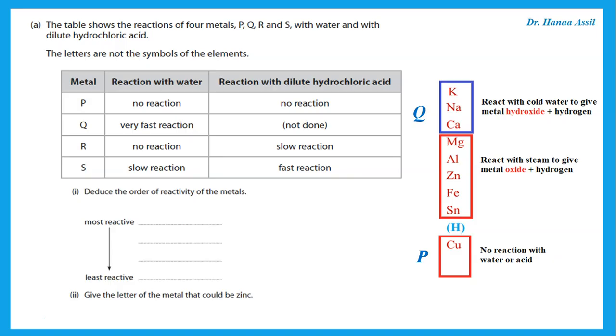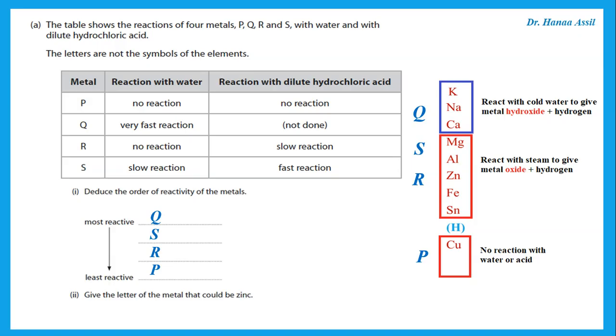Now R, no reaction with cold water. Remember, when he says water, he means cold water. Slow reaction with acid, that means it is above hydrogen but not very reactive. S has slow reaction with cold water, fast reaction with acid. So compared to R, it is probably more reactive than R. So in that case, the order, and please notice, are we starting from most reactive or least reactive? So from the most reactive, it will be in this order.